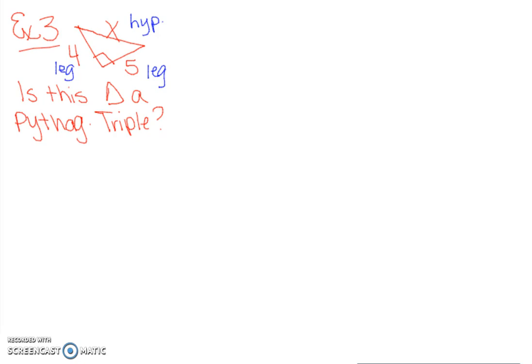Well, I see 4 and 5. And I remember that I had 3, 4, and 5 as a triple. But I also know that the hypotenuse should be the longest side, which means 5 should be here instead of x. So I'm not sure if it's a triple yet. So we're going to have to do the Pythagorean theorem, a squared plus b squared equals c squared, to see.